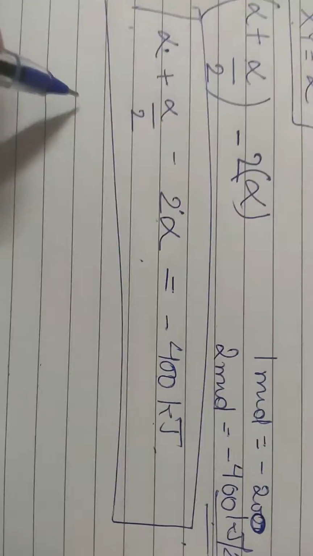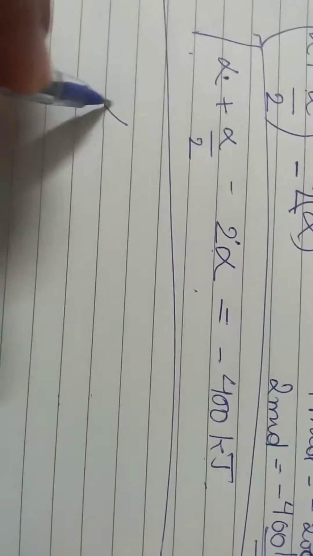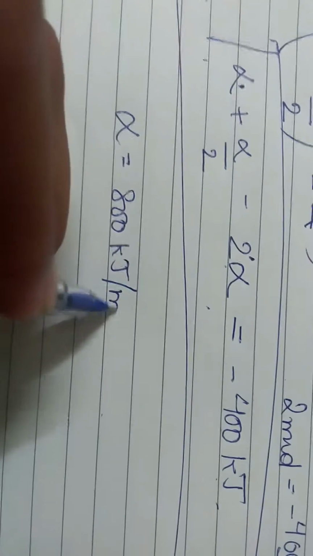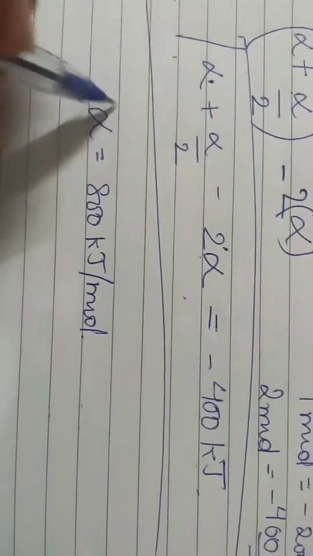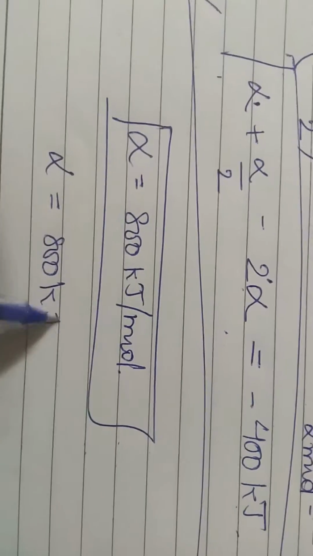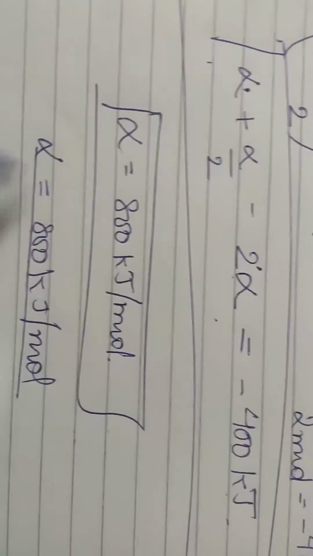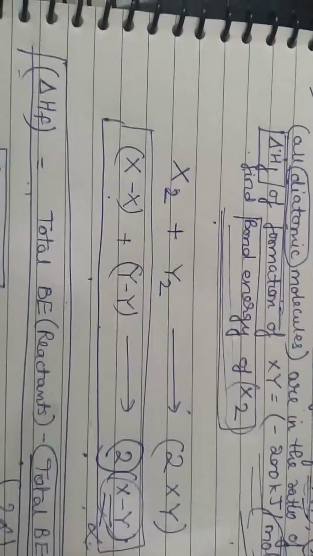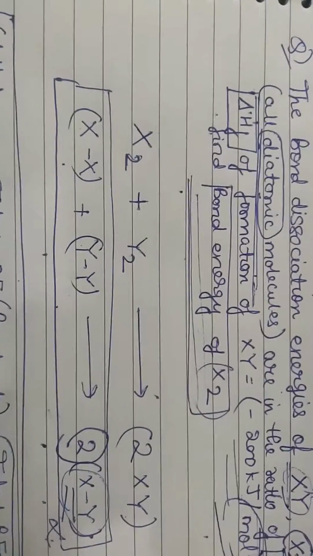Solving this by simple mathematics, we get the value of alpha equal to 800 kilojoule per mole, right? Alpha equal to 800 kilojoule per mole, which will be our answer to this question, which is the bond energy of X2.